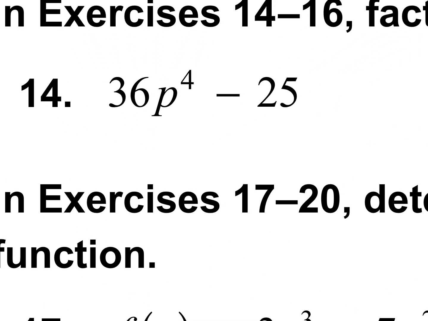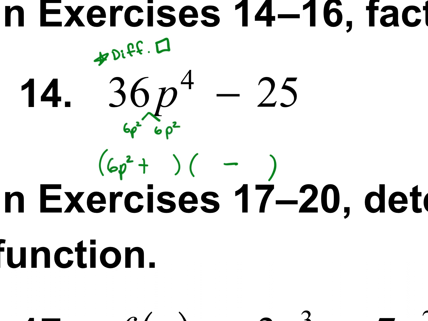What's special about 14? Also difference of squares. So how would we factor the difference of squares? One of our parentheses is going to get a plus, the other one's going to get a minus. Let's see what goes into which spot. What times what gives us 36? 6 and 6. What times what gives us p to the 4th power? P squared and p squared. So we have 6p squared and 6p squared in our first spots. What times what gives us 25? 5 and 5. Can I factor these anymore? No.